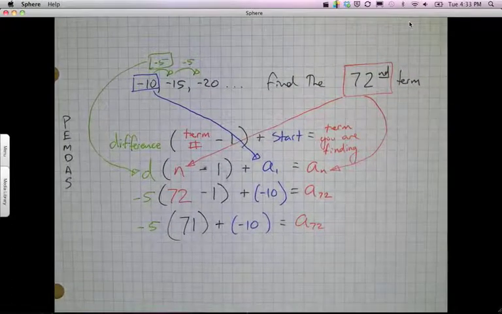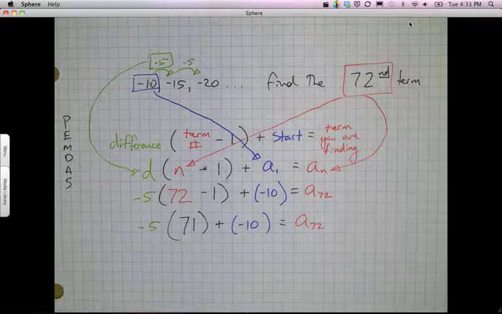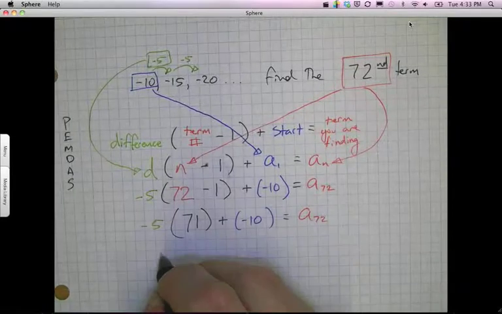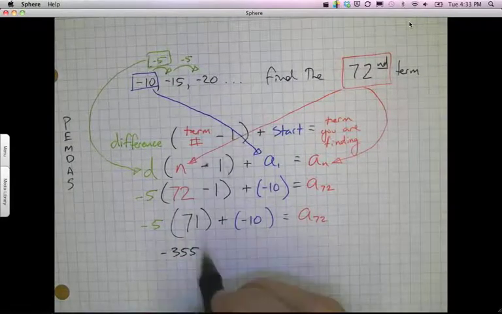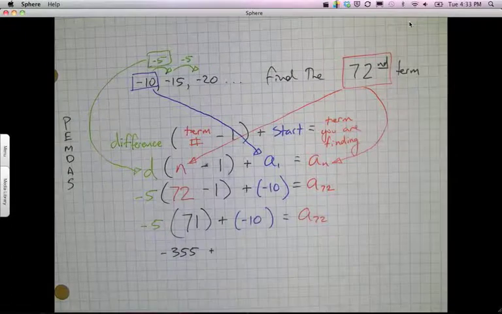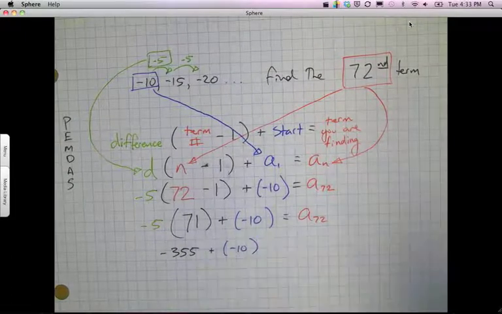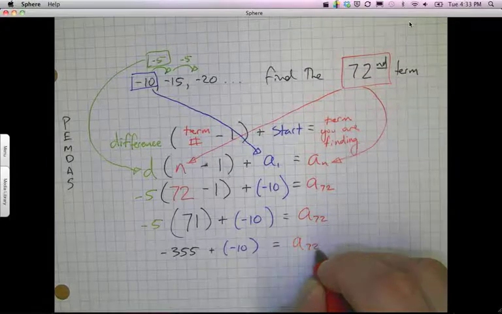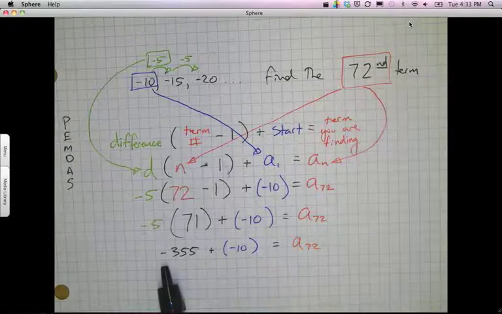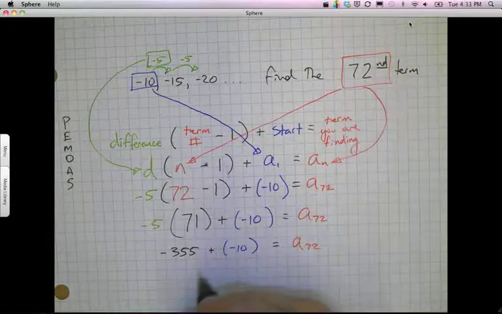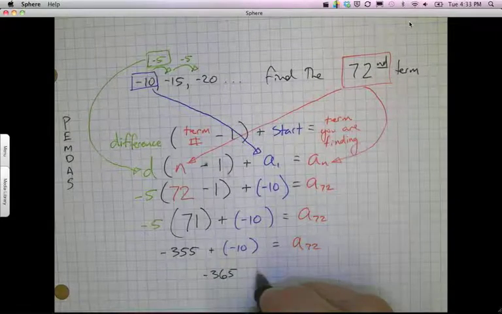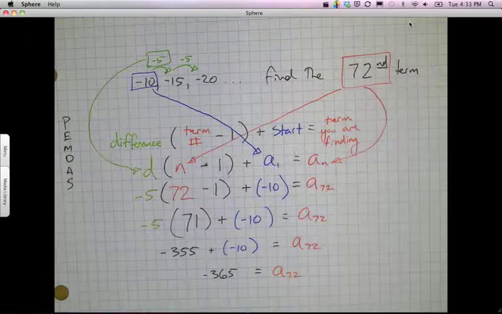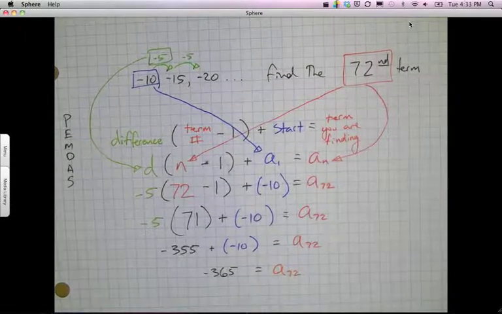Now I'm going to need to use a calculator for this one. Actually, I don't need to use a calculator, I kind of just did it in my head. This should be -355. And that's going to be added to still my -10. And -355 plus -10 ends up being -365. So that is my answer, A72. So my 72nd term is -365.